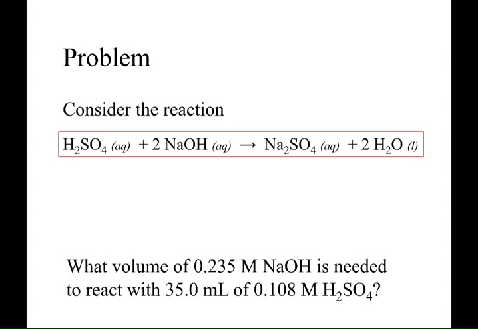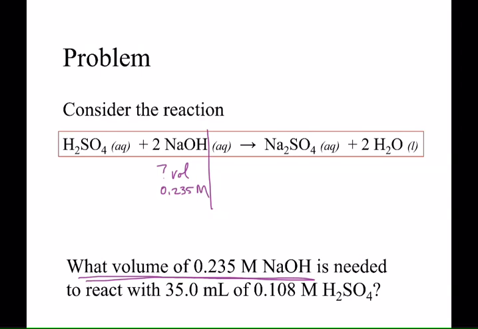Let's say that you're faced with this question. Someone's gone ahead and balanced this, given you the balanced chemical equation for a reaction. And I'm just going to go down to the bottom here. I'm going to write some information. It's what volume of 0.235 molar NaOH. So I'm going to find my NaOH, and I'm going to write question mark volume. And also I know the molarity of that NaOH, 0.235 molar. And if I write it underneath the species, then I have it organized.